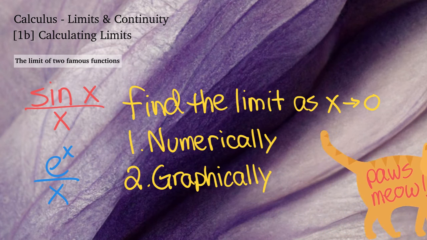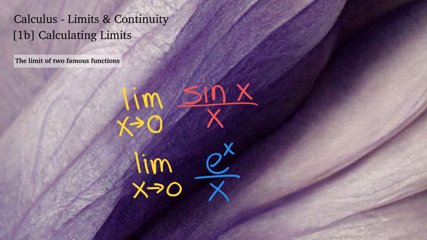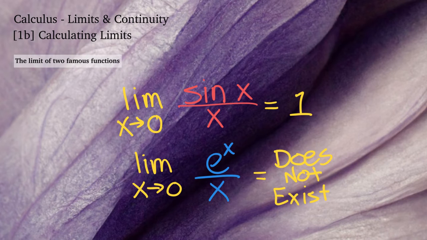You're trying it, right? And the answers are 1 and does not exist. If you got the wrong answer for sine x over x, you might have been in degree mode. You have to be in radian mode.